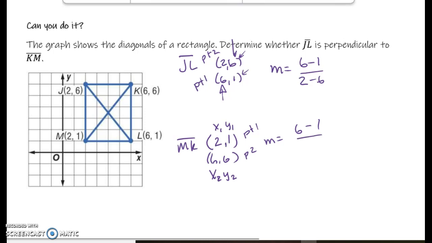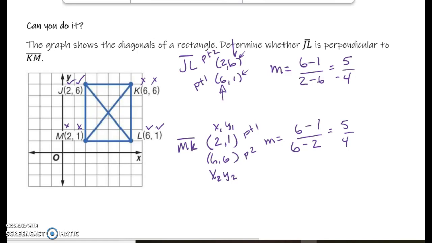over 6 minus 2. Okay, so let's check that we did this right. The first one for JL, I did 6 minus 1. Got that. Then 2 minus 6. Got it. The next one, I chose to do 6 minus 1. Got it. And then 6 minus 2. Got it. Okay, so now this is 5 over 4. It's negative. This one is 5 over 4. It's positive. So these are not perpendicular, are they?